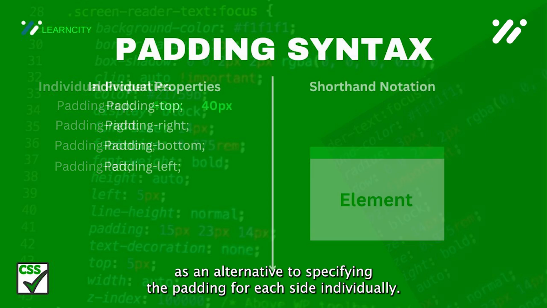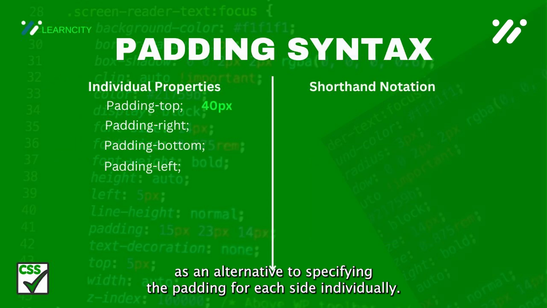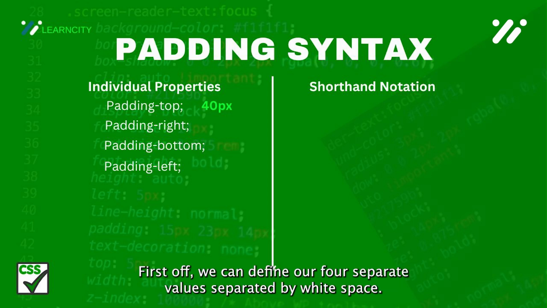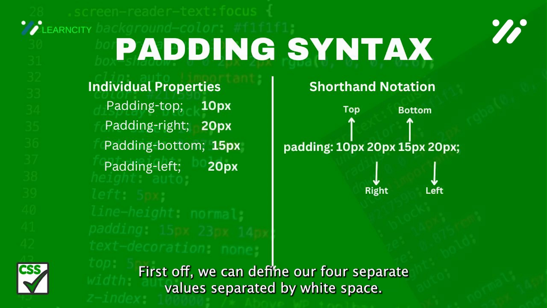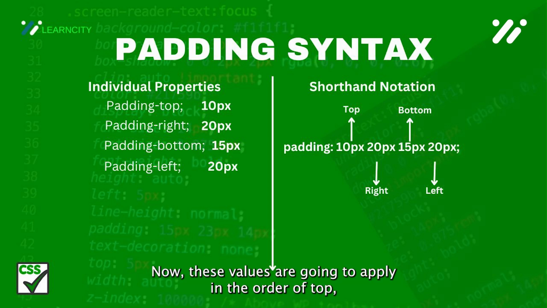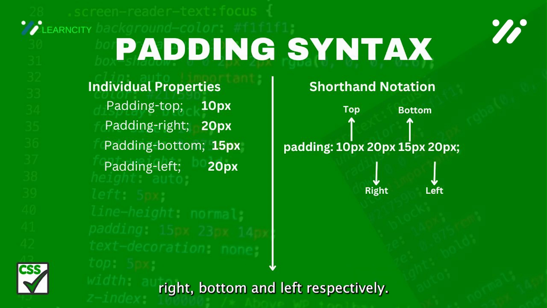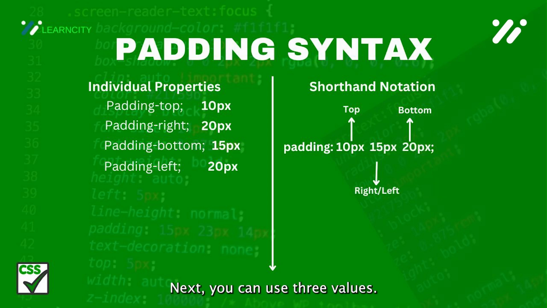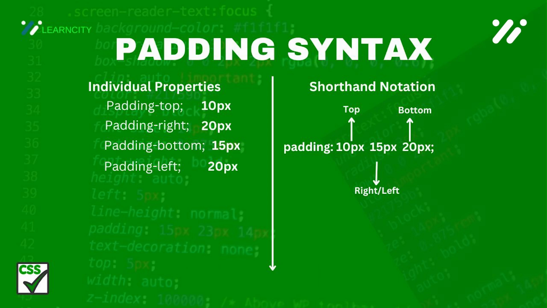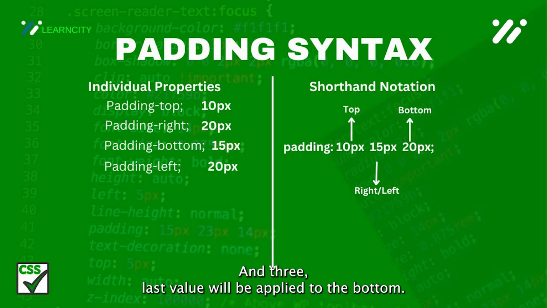As an alternative to specifying the padding for each side individually, you can also use a shorthand notation, and there are 4 variations on this. First off, we can define our 4 separate values separated by white space. Now, these values are going to apply in the order of top, right, bottom, and left, respectively. Are we together? Next, you can use 3 values. In this case, the first value will be applied to the top, the second value for the left and right sides, and the last value will be applied to the bottom.